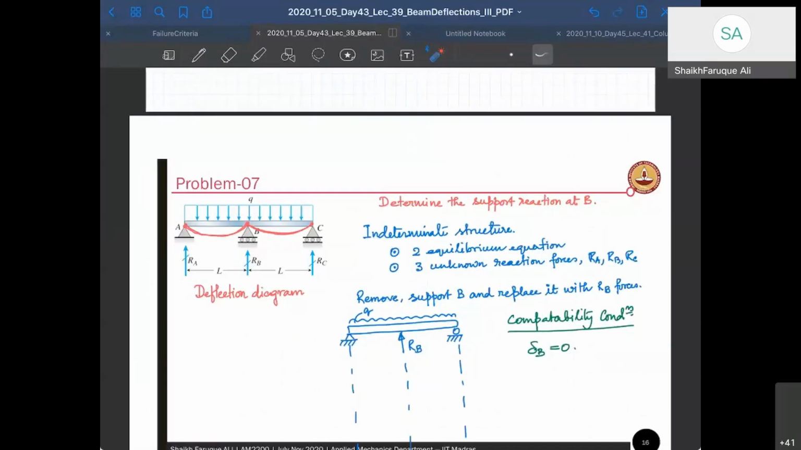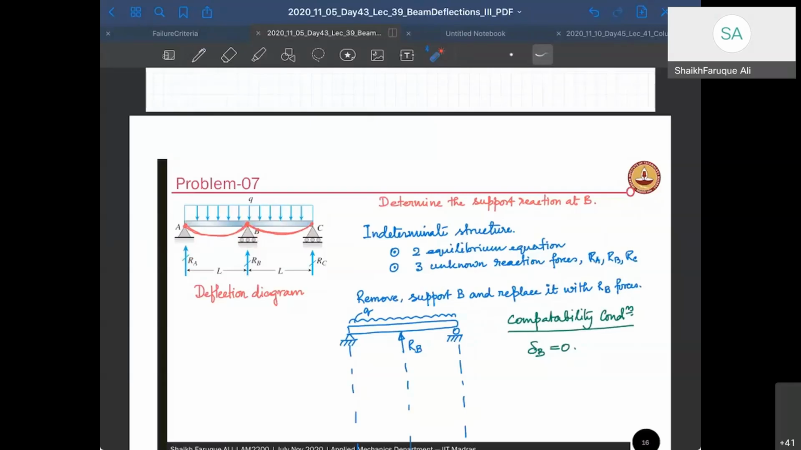Okay, so this is a problem, again with one degree of indeterminacy, and as you can see, there is a support at the center of the beam, right? And therefore, there are three unknowns, but we have two equations. So this is an indeterminate structure.